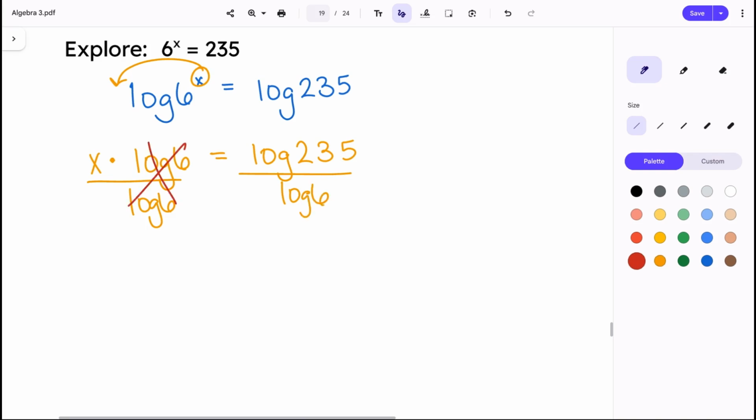So then these are gone, and then over here, it's back to just using your calculator. You're going to do the log of 235 over the log of 6, and again, if you round it like we did the last problem, you get 3.05.